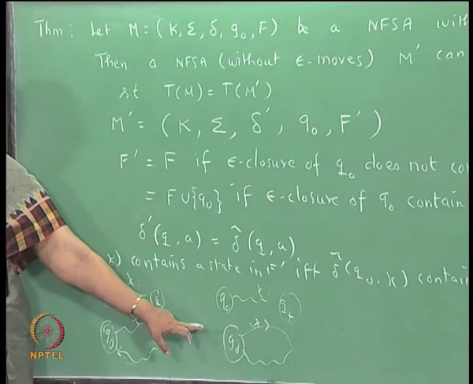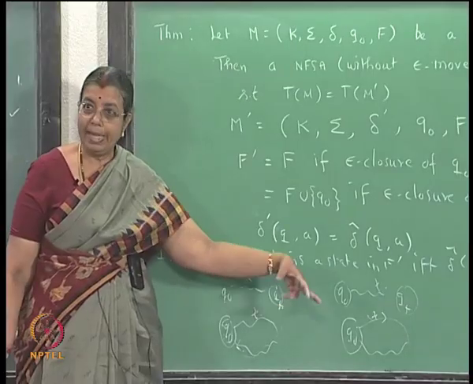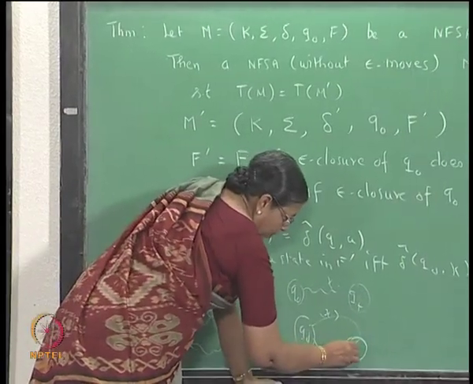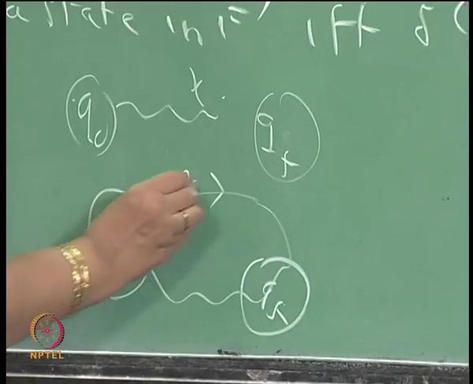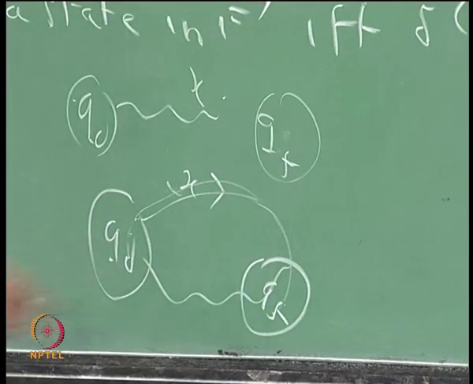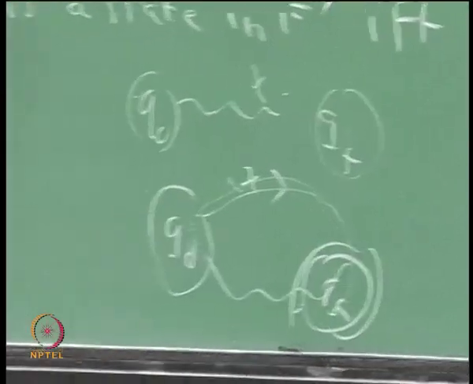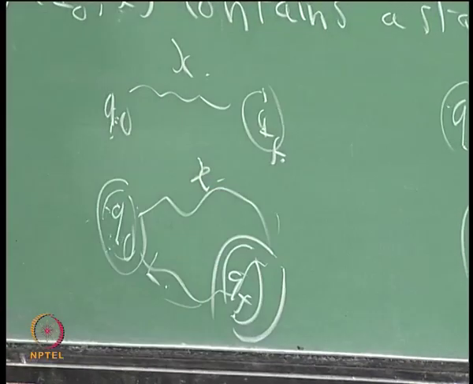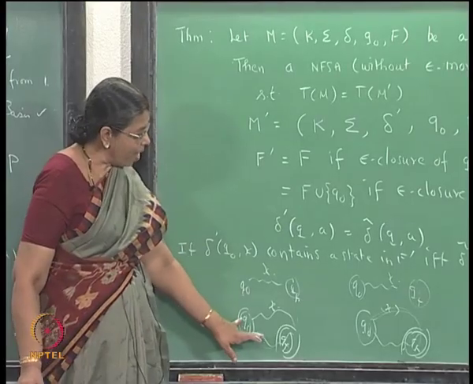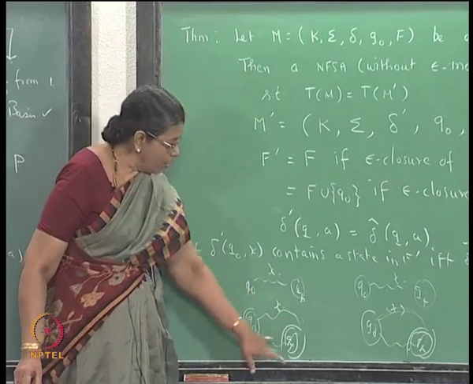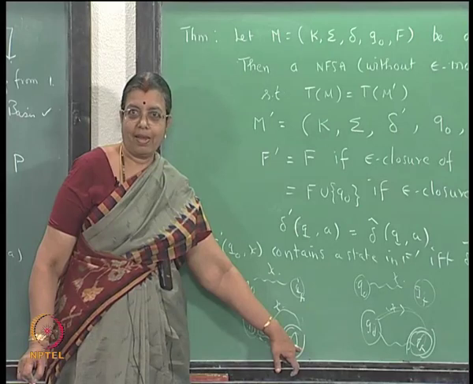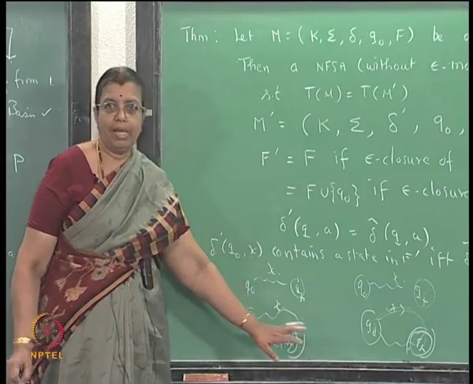Because the epsilon closure of Q naught contains a final state, there will be another state QF in the epsilon closure of Q naught, and that QF will also be a final state here. So, starting from Q naught after reading X, you may go to Q naught, but you will be able to go to QF also here. That is the only difference.